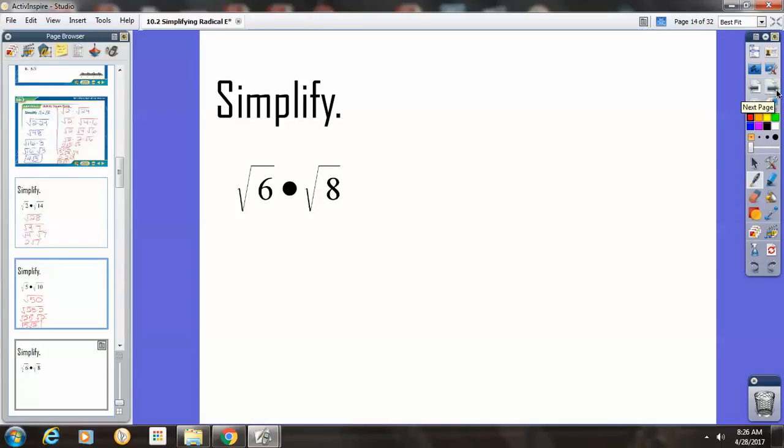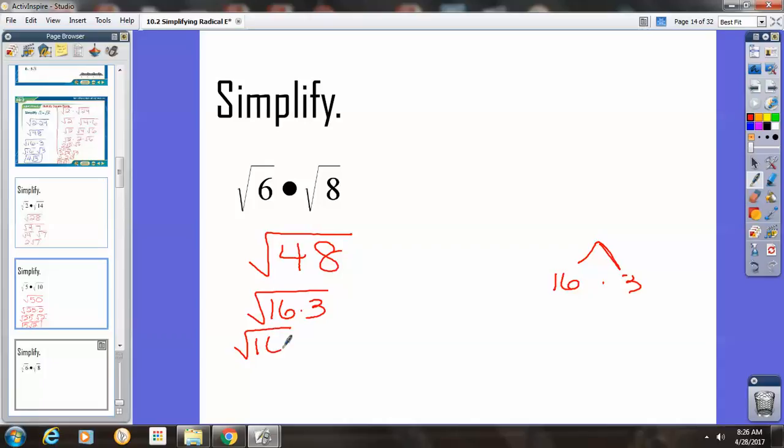How about this one? Square root of 6 times the square root of 8. Now, 8 could be broken down, right? I could go ahead and multiply. What do you guys think? Go ahead and multiply. We can do that. 6 times 8 is 48. So what number goes into 48 that's a perfect square? 16. What do you say? 16 times 3? That would work. So square root of 16 times the square root of 3. Square root of 16 is 4 square root of 3.